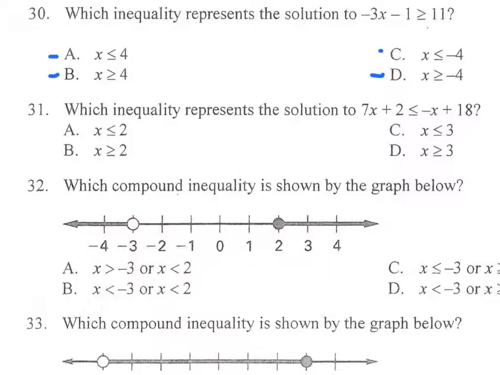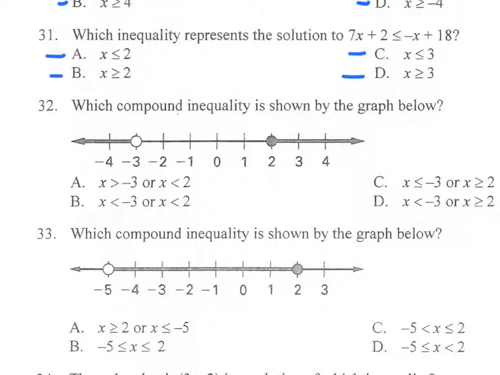Number 31, which inequality represents a solution? So you got 7x plus 2 is less than or equal to negative 1x plus 18. Throw 1 in front of that negative. Just work it out. Get your x's on one side, your whole numbers on the other, and your choices are A, x is less than or equal to 2, B, x is greater than or equal to 2, C, x is less than or equal to 3, or D, x is greater than or equal to 3.